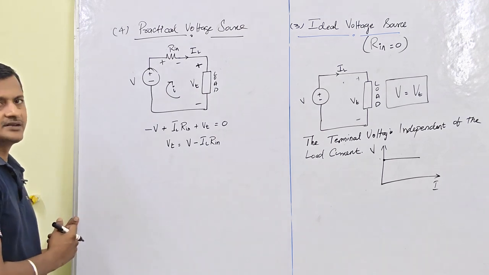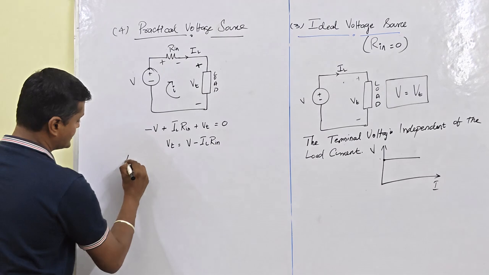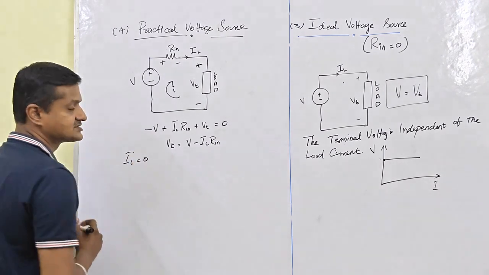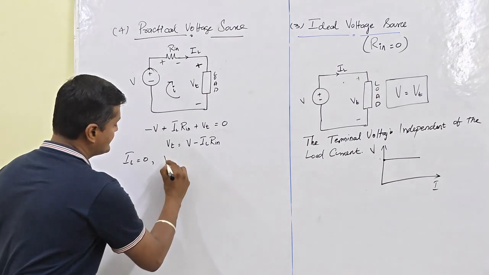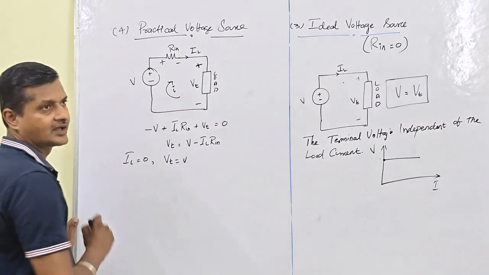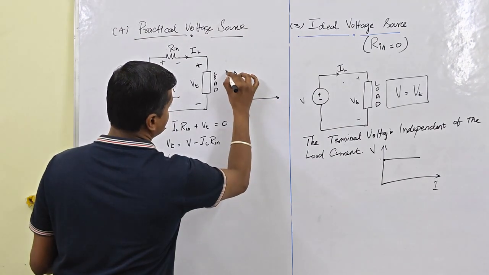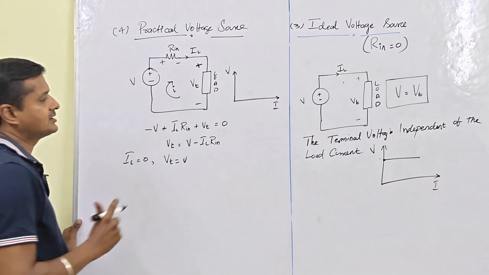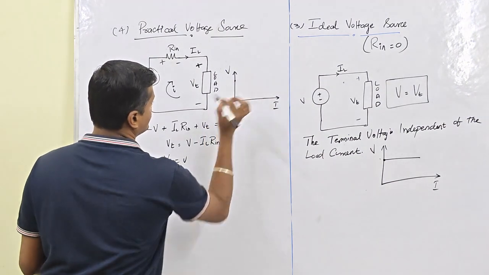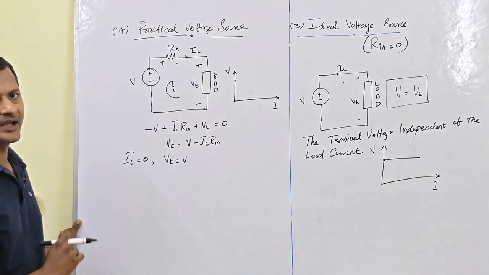First we are considering IL equal to 0, the first condition, IL equal to 0. When the load current is 0, VT is equal to V. So we are representing this in a graph of V against I. At the start it will provide the maximum voltage, at I equal to 0, giving the maximum source voltage.